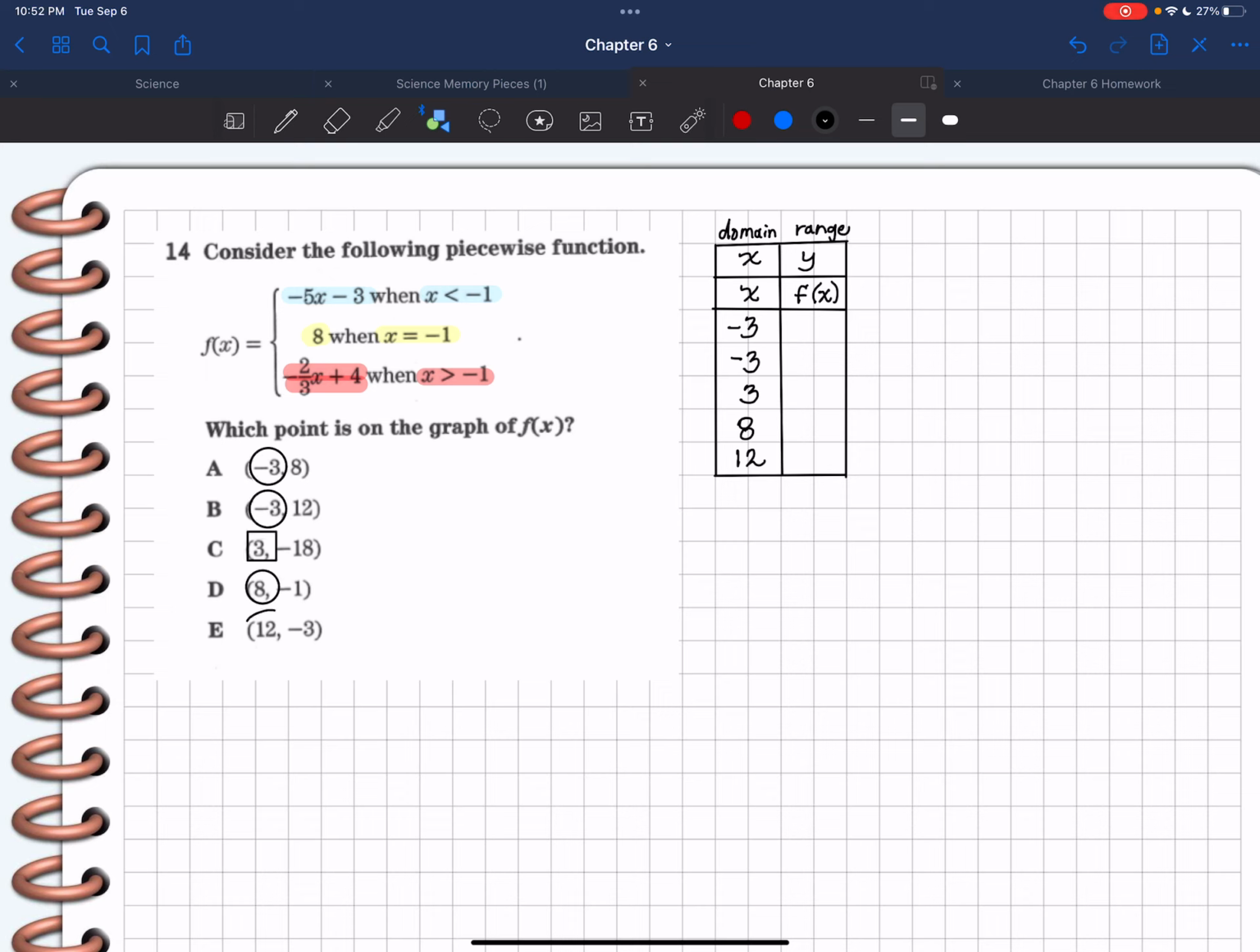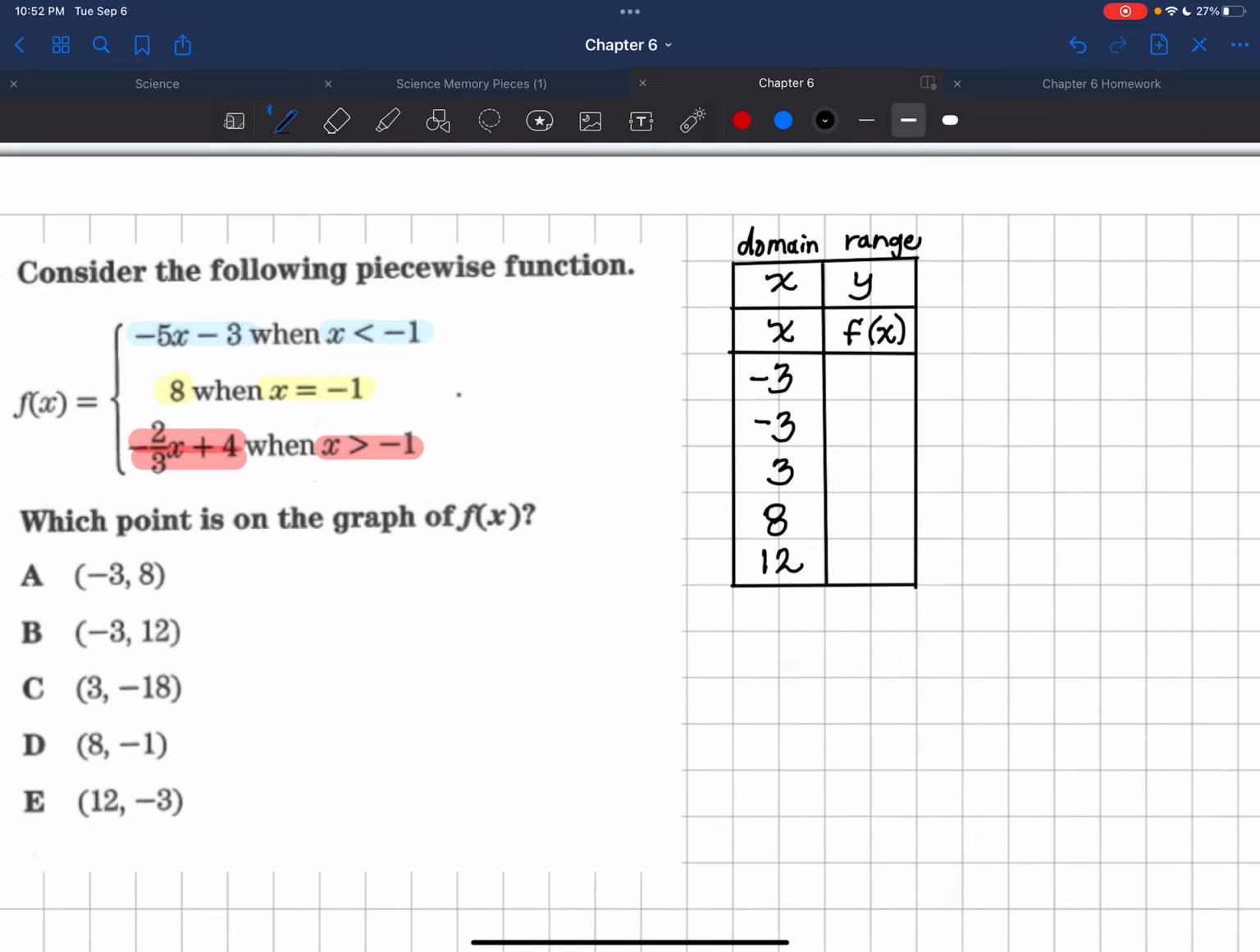And that was an accident. I didn't mean to put a box around C. C is not the answer, by the way. So I just pulled those x values up here because I want to see for myself what I get for my y's given those x values.